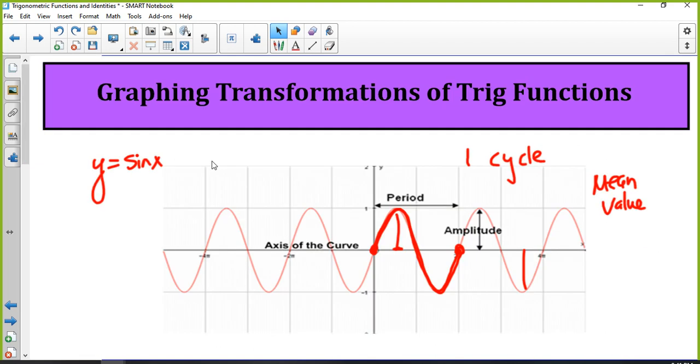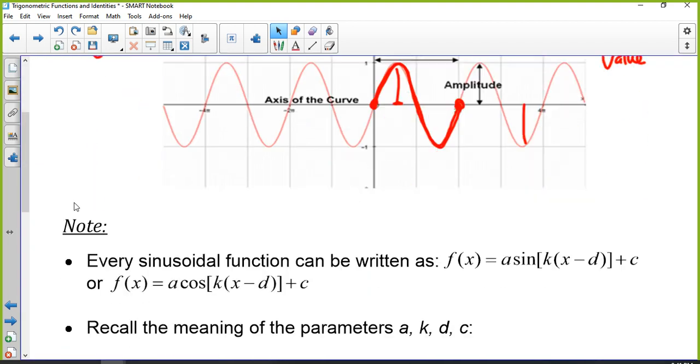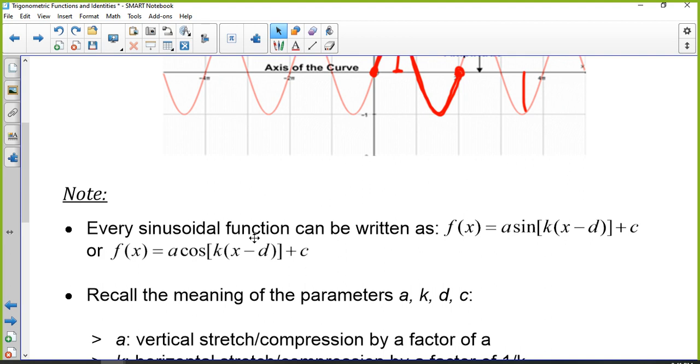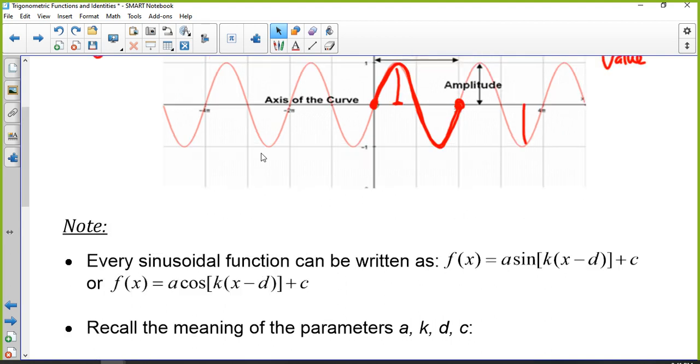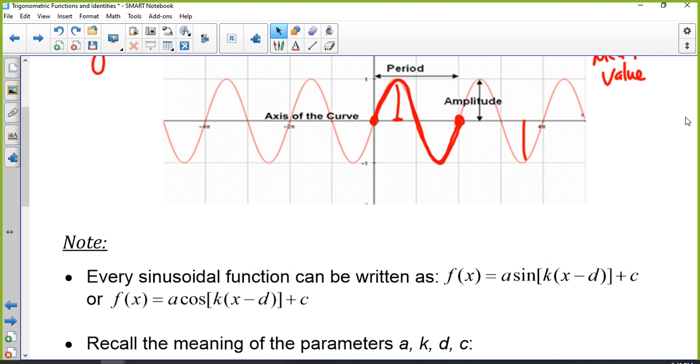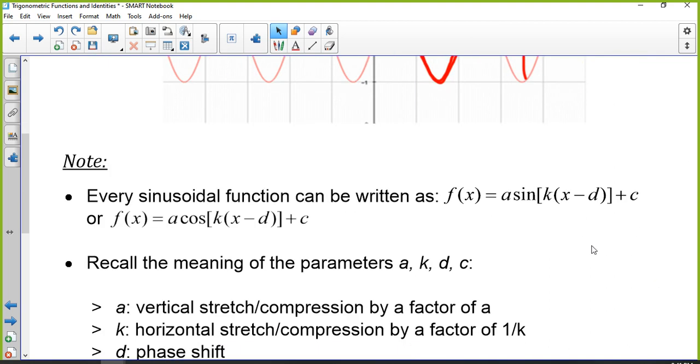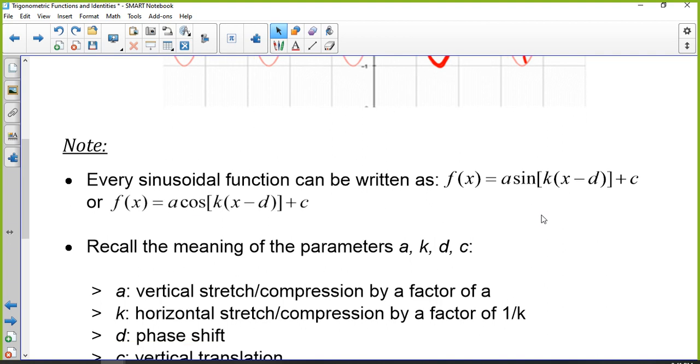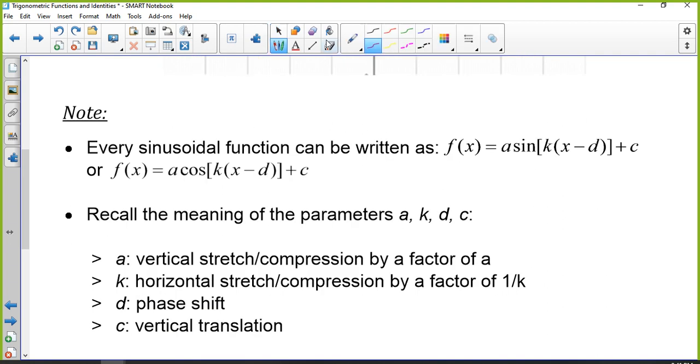Now, some other important things that we need to know before we start graphing these things. Every sinusoidal function, and when I say a sinusoidal function, I mean a wave function such as this one, can be written in terms of sin x or it can be written in terms of cos x. And all those standard parameters of transformation apply, a, k, d, and c. And they act the same way that they do for regular non-trig functions.